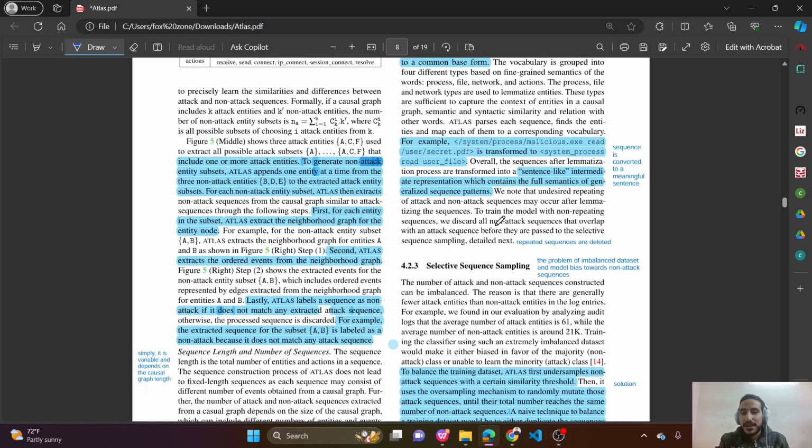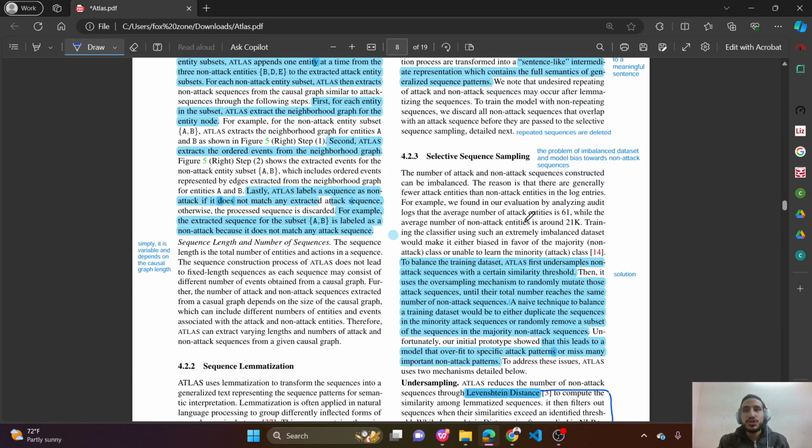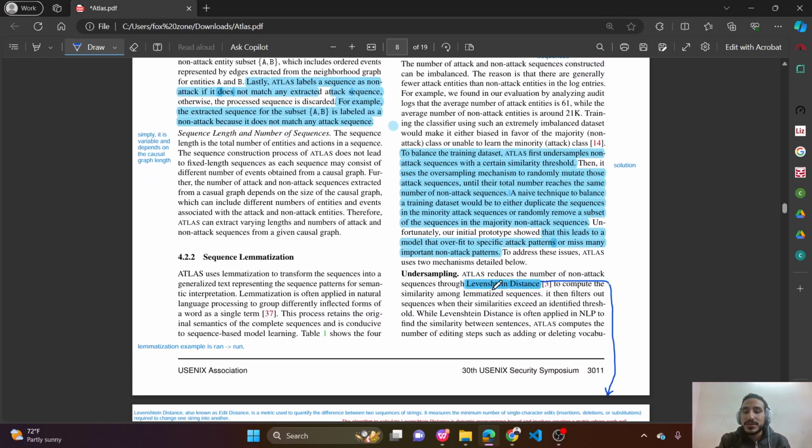And for undersampling, how could we reduce the number of non-attack sequences, because they are very huge? This is done by an algorithm called Levenshtein distance. Levenshtein distance measures the similarity between the sequences, and for the very identical sequences, we discard some of them. Let's say that I have three sequences that are 80% identical. I can discard two and keep only one sequence to train my model on.